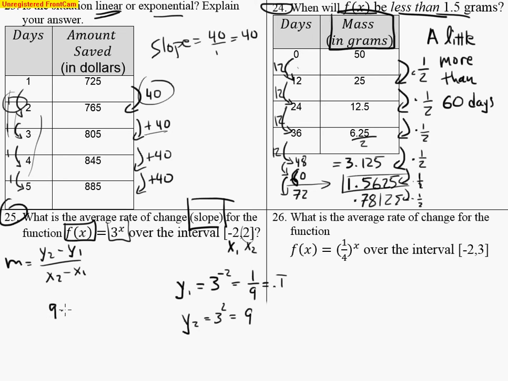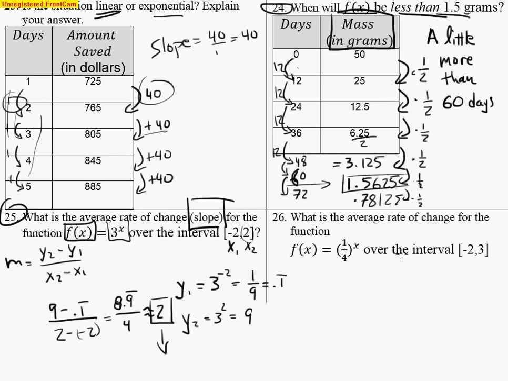So now I have 9 minus 0.111111 divided by my 2 minus negative 2. Well, the top's going to become 8.99999, and the bottom is going to become 4. So that's going to become approximately 8 divided by 4, which is approximately 2. My slope should be anywhere near 2.